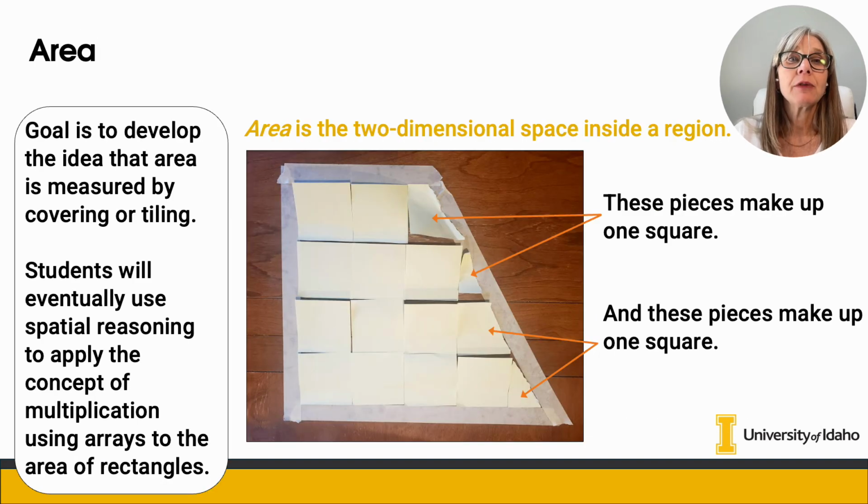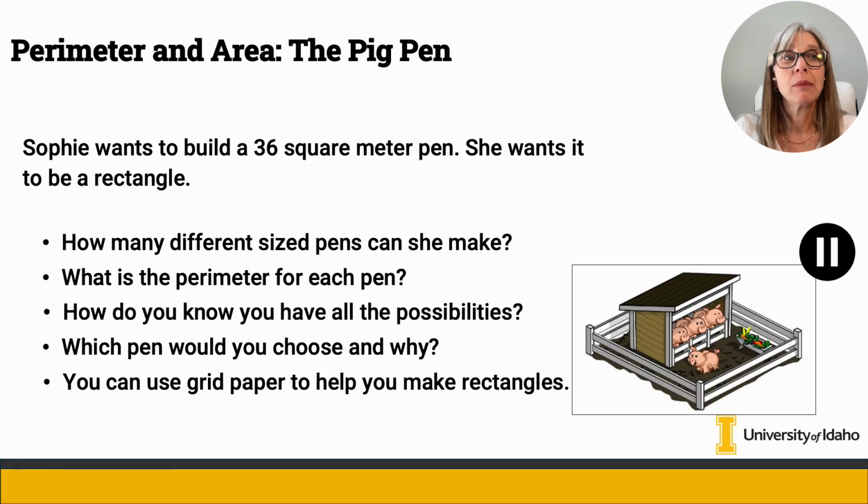As we think about this sequence of learning experiences, it's important that we begin to teach area by focusing only on the attribute. We want to develop the idea that area is measured by covering or tiling using models such as tiles, index cards, or even newspaper sheets. Remember, the definition of area is not length times width, as many students would say. It is the two-dimensional inside space of a region or shape. By fourth grade, students should be able to use their spatial reasoning to see the connection between using multiplication to find arrays and finding the area of rectangles.